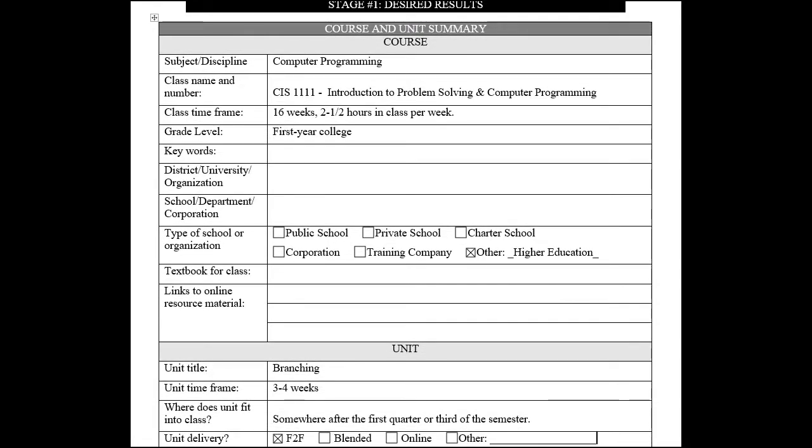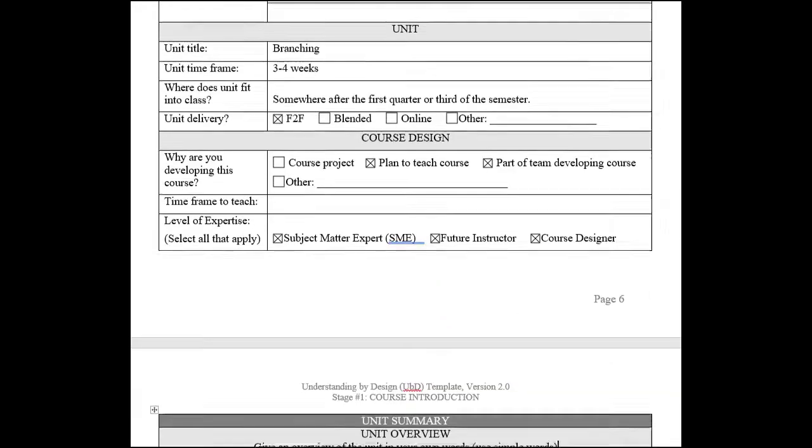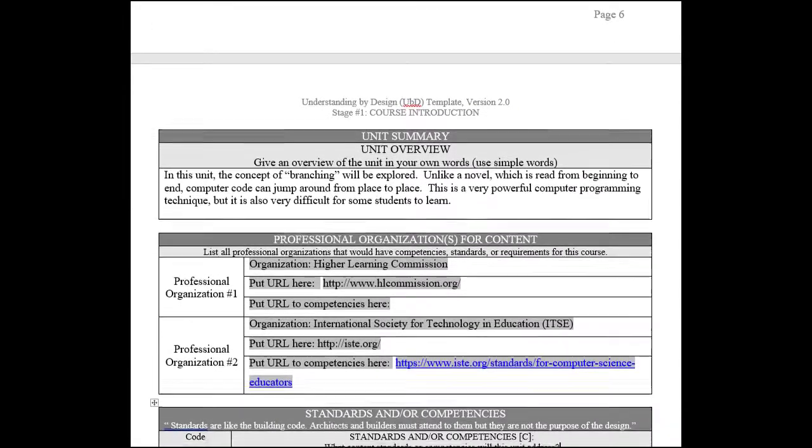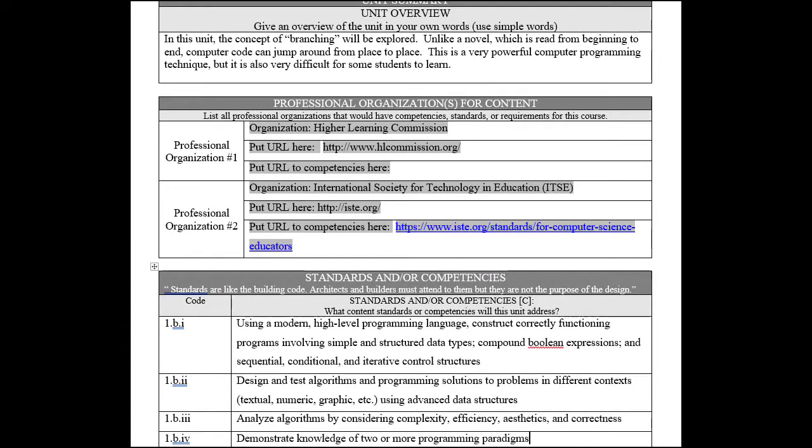The document begins with some demographic and background information. Who is the audience? What's the time frame? Shouldn't be any surprises here, so I'm going to skip it. We move into a unit overview, describe briefly what the class is all about.